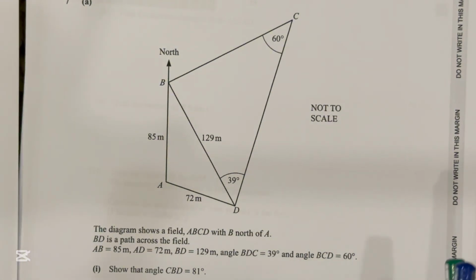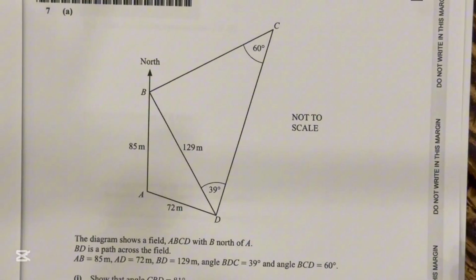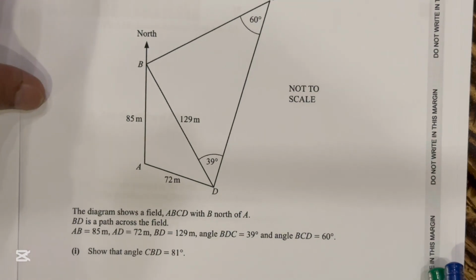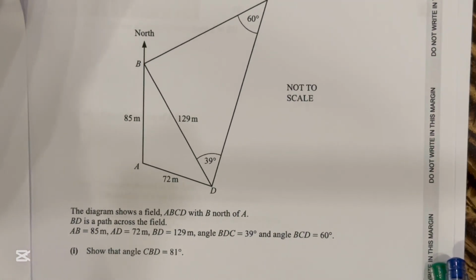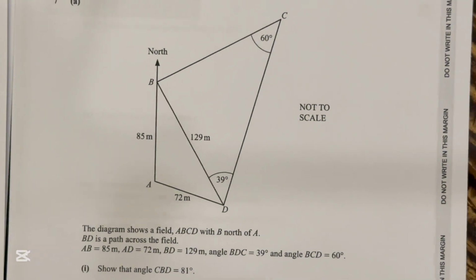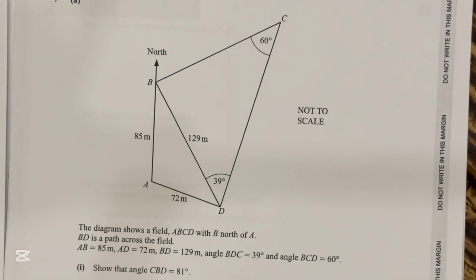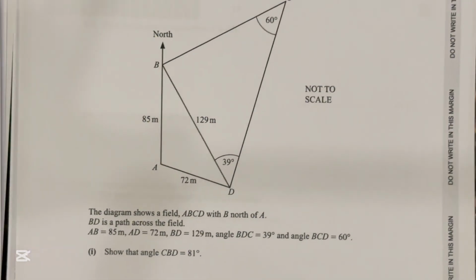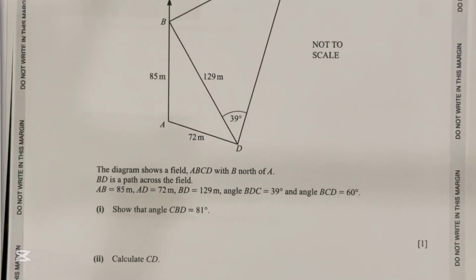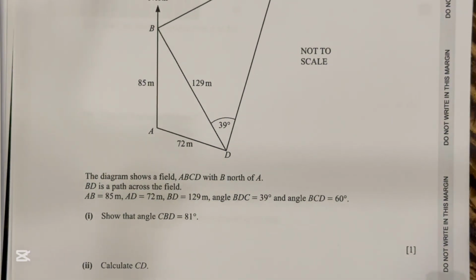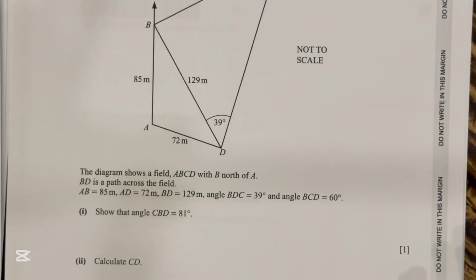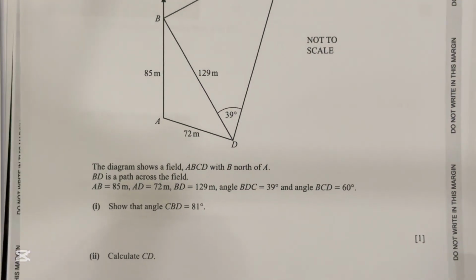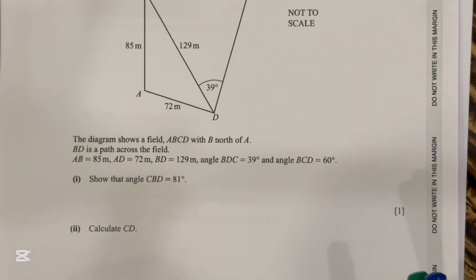Moving to question number 7, that is from the topic of trigonometry and bearing. The diagram also contains area and a similar question. The diagram shows a field ABCD with B north of A. BD is the path across the field. AB is 85, AD is 72, BD is 129, angle BDC is 39, and angle BCD is 60 degrees. Show that angle CBD is 81 degrees. So we have to show that angle CBD is 81 degrees.